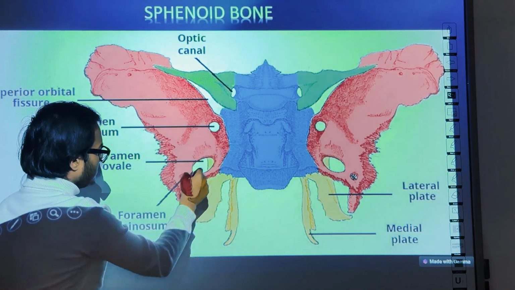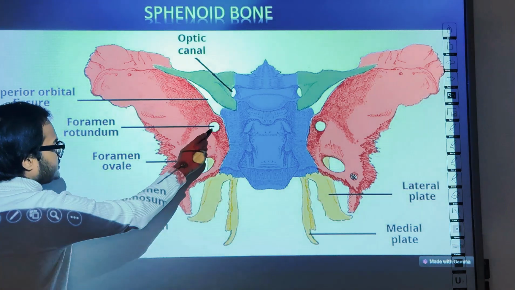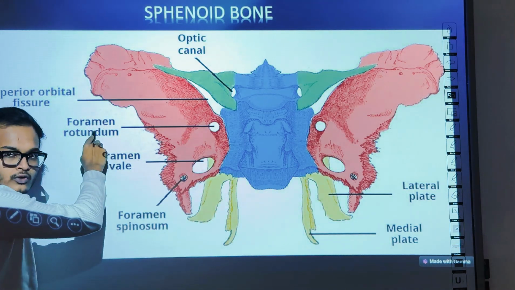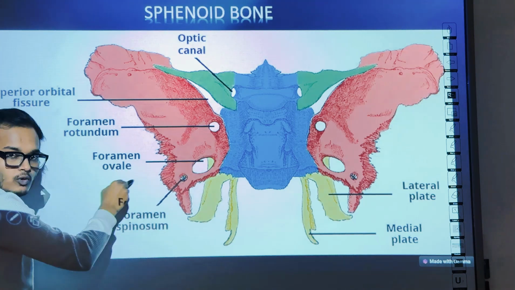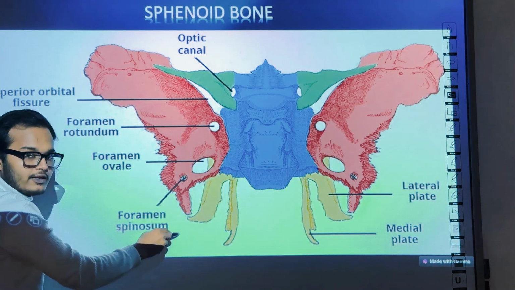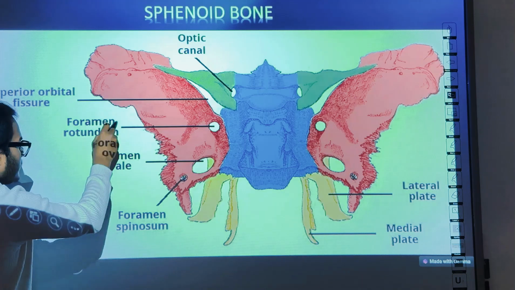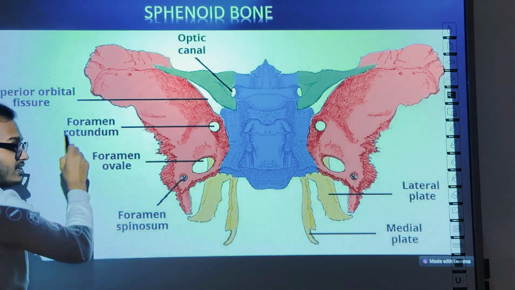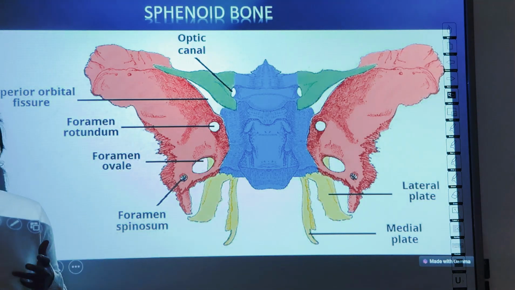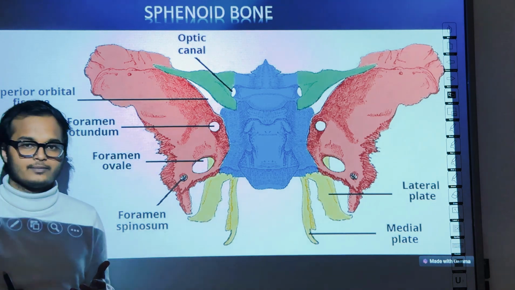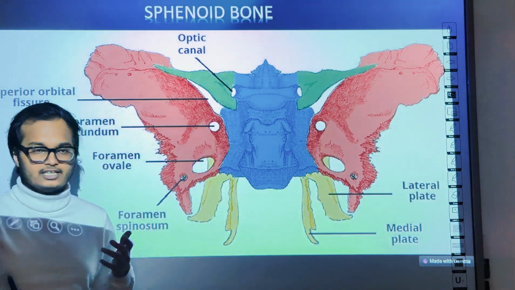The greater wings consist of three holes, one, two, three. The first is the foramen rotundum, the second is the foramen ovale, and the third is the foramen spinosum. Through the foramen rotundum, the second branch of the trigeminal nerve, the maxillary nerve, passes.